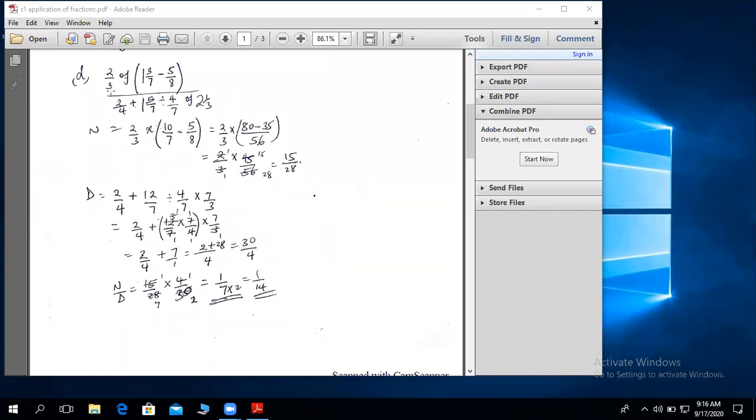So the numerator alone, after simplifying it, I get 15 out of 28. I now look at the denominator. The denominator, there is no bracket, but again we shall follow the order of BODMAS.